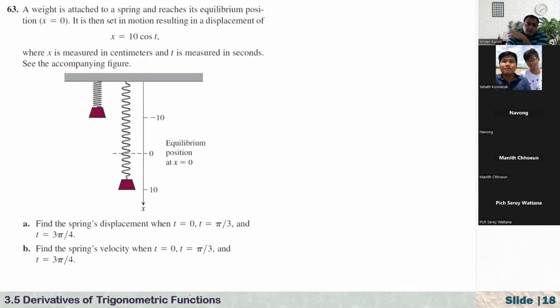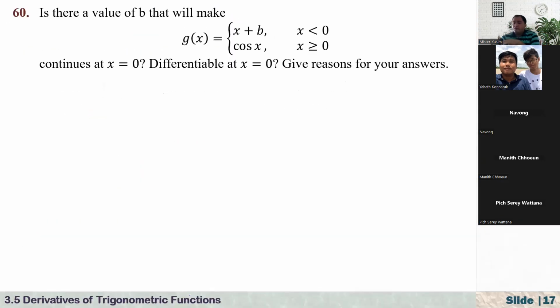Another example, example 6. Okay, I think with this example, I will finish the class. Is there a value of b that will make g of x continuous at x equals 0 and differentiable at x equals 0? G of x is defined as x plus b when x is negative, and as cosine of x when x is non-negative. Give reasons for your answer.